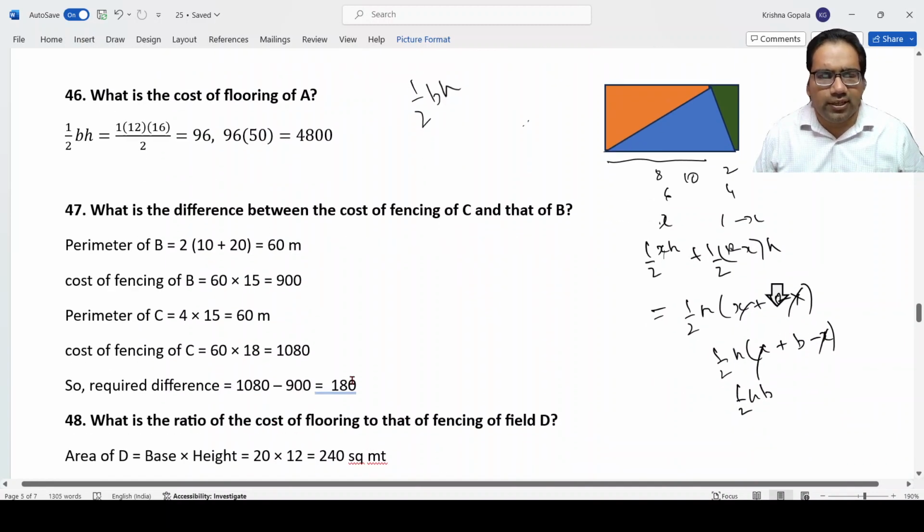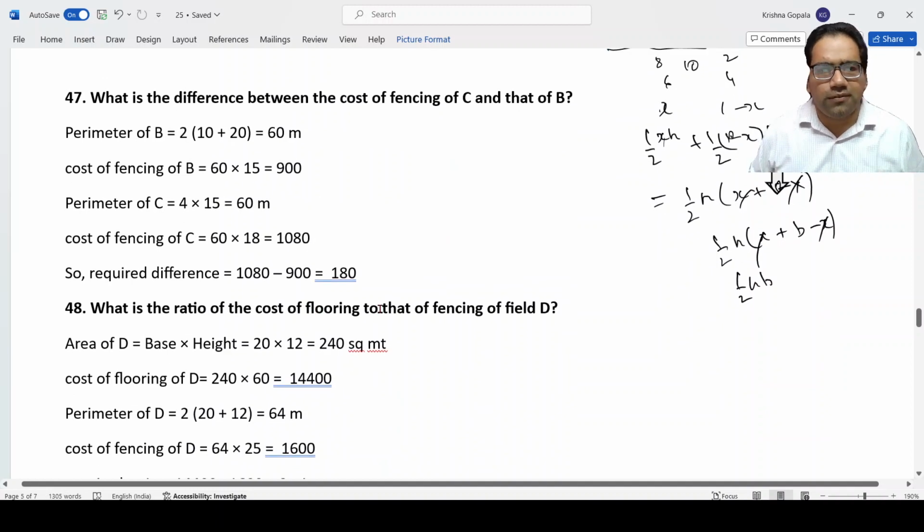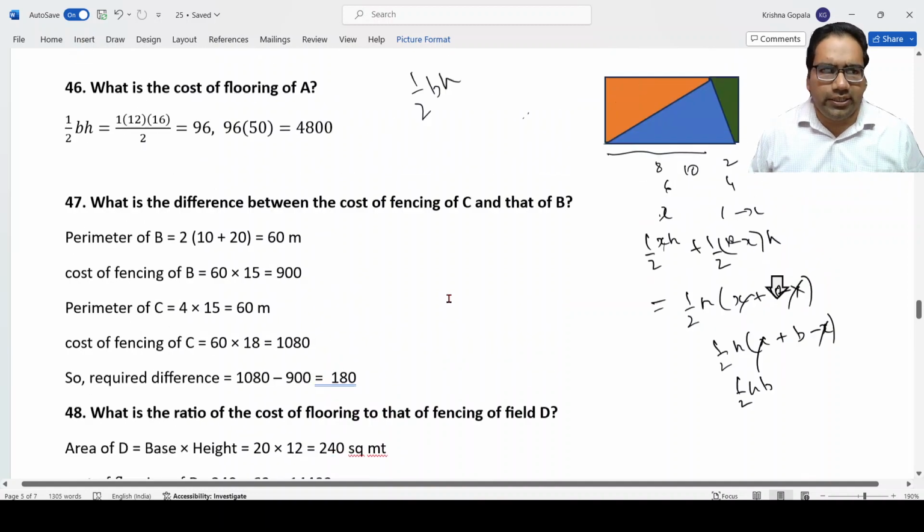So what is the difference? 180. 180 is the correct answer, the difference between cost of fencing of C and that of B, between the square and the rectangle. What is the ratio of cost of flooring? Cost of flooring means it is area. To that fencing of field D.